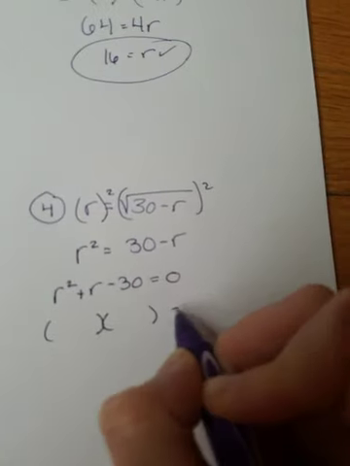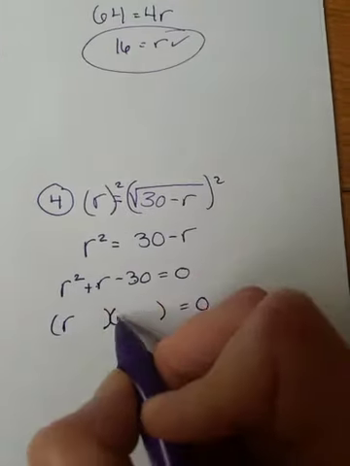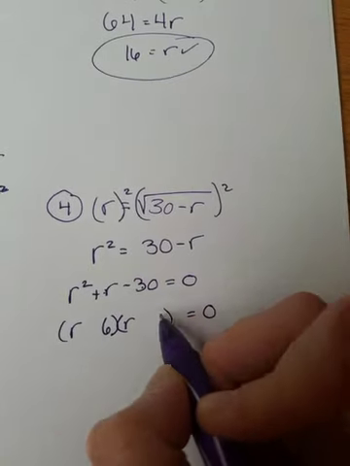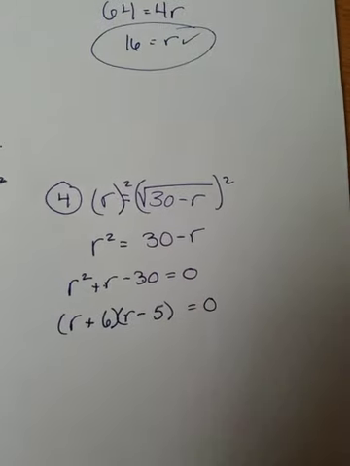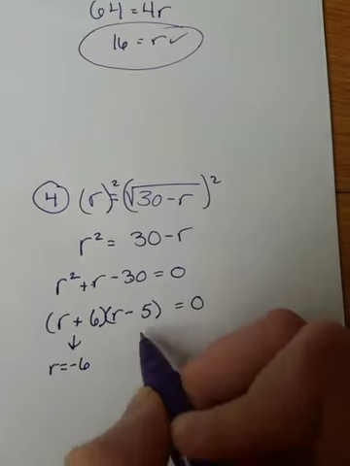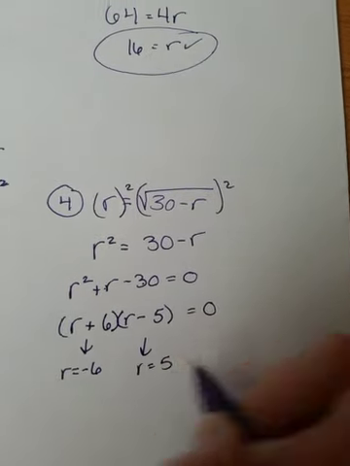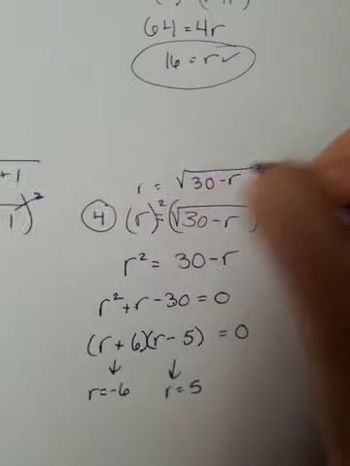So I think this one's going to factor. Factors of negative 30 that add to 1 are going to be 6 and 5. I want the 5 to be negative and the 6 positive because I want a 1. So using the zero product property, this is going to give me r equals negative 6 and r equals 5. But again, I need to check each in the original problem.